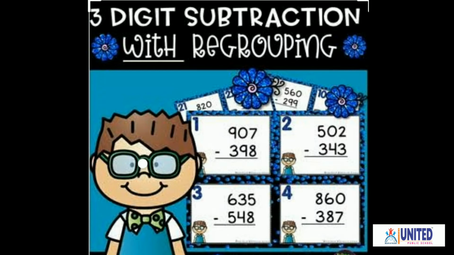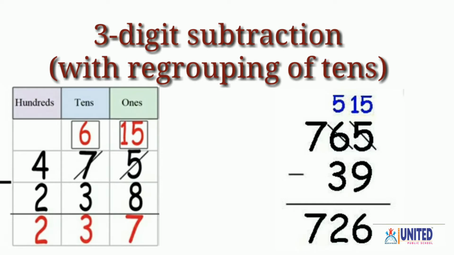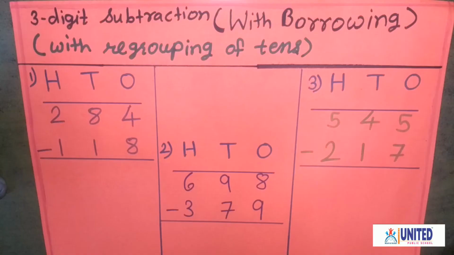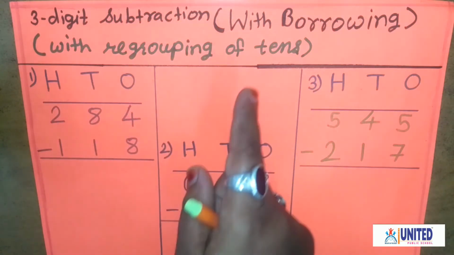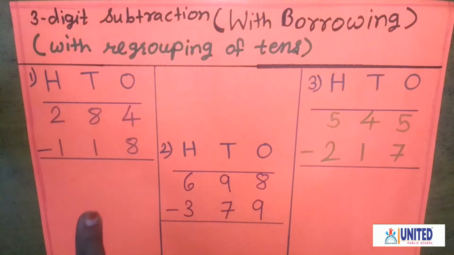Let us see 3-digit subtraction with regrouping, that means with borrow. Now, see the examples of 3-digit subtraction with borrow. That means you have to take a borrow from the next column. First of all, we see regrouping of tens. That means here we have to take the borrow from the tens column. Okay, understand? Chalo, let's start.